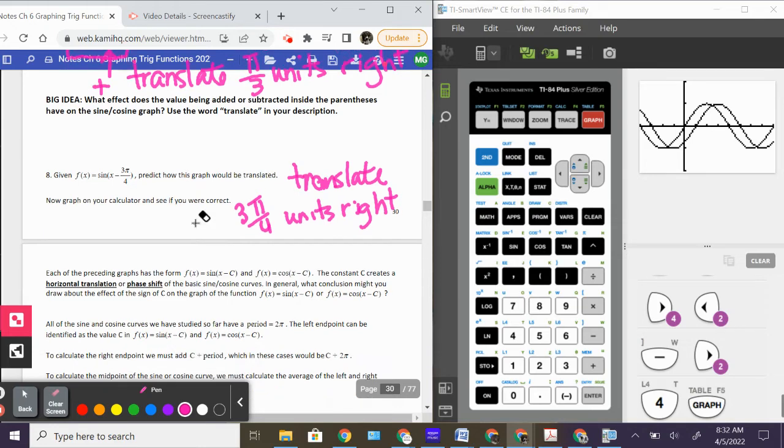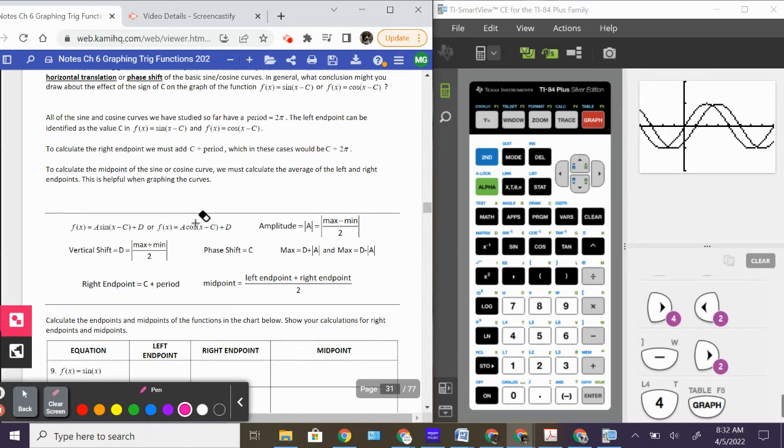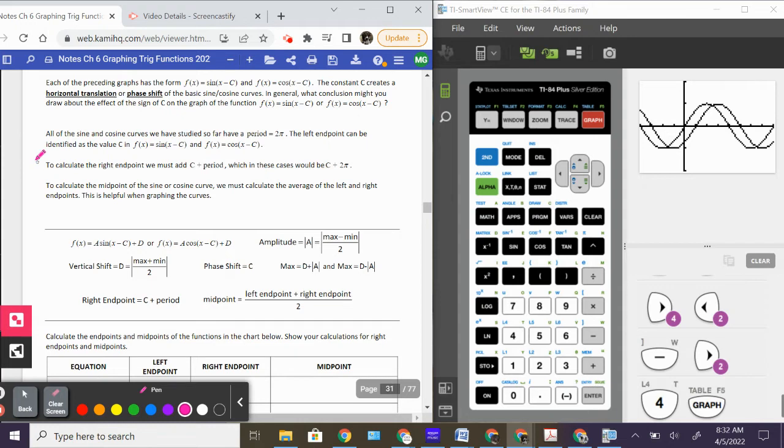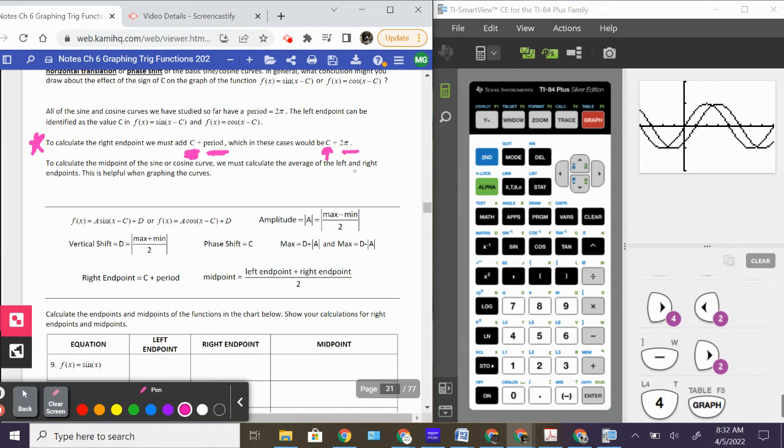So let's turn to the next page. And on the next page, we have some information up at the top that you can read. Okay, it's a little bit of what we just talked about. To calculate the right endpoint, so this is important, we have to add however many units we're moving plus the period. Okay, so in all of these cases, if we wanted to find the right endpoint, we would have added whatever the shift was plus 2 pi. And so we'll get into that in a little bit.